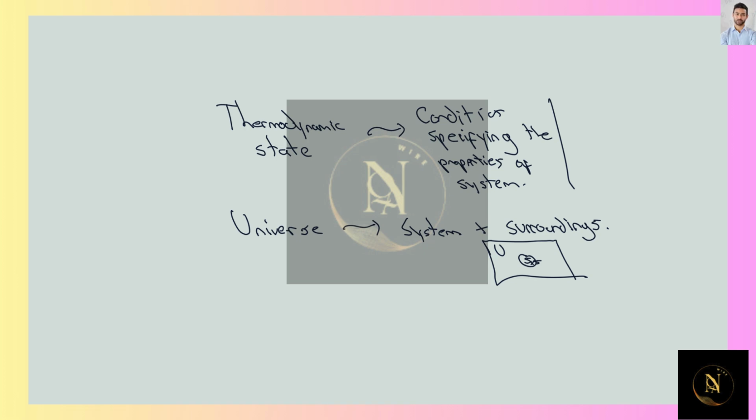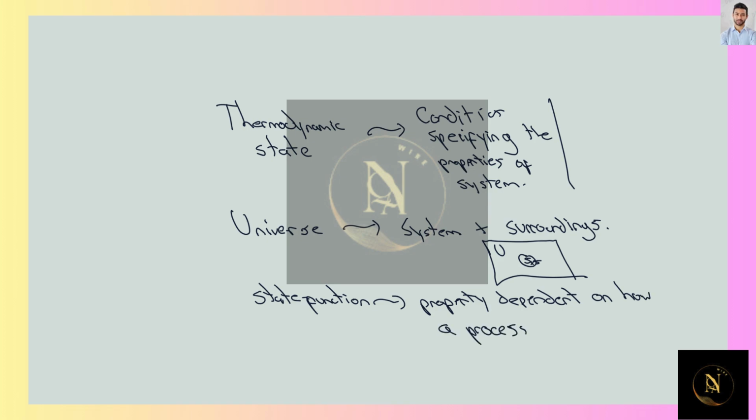Next up, we have a state function. And the definition that is given here is a property dependent on how a process takes place. And this definition, it is not correct. So this is the false statement that you're going to have in your answer. Why is that? Because a state function is precisely a property of a system that does not depend on the trajectories for the process to happen. It only depends on the current state, right?